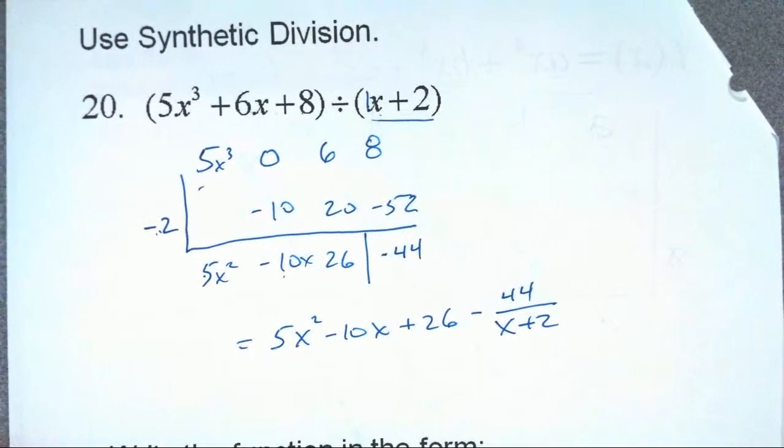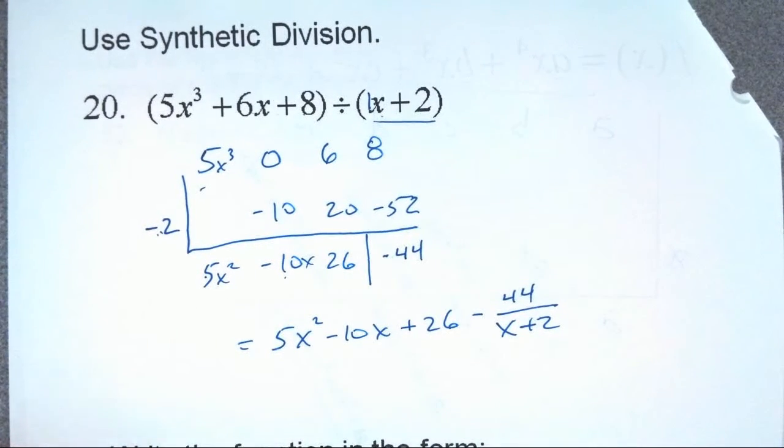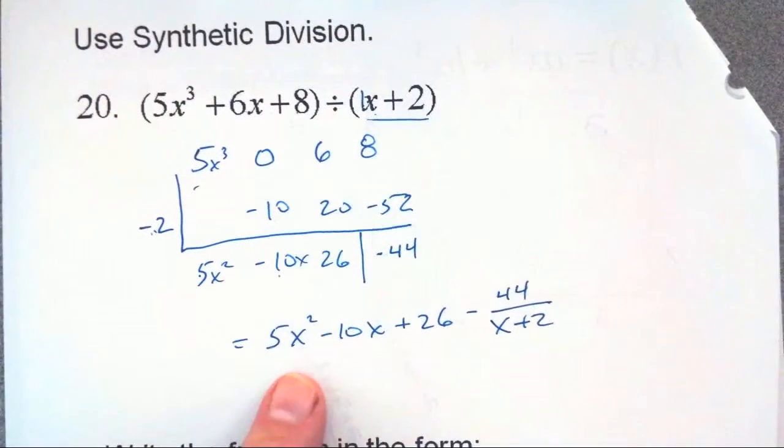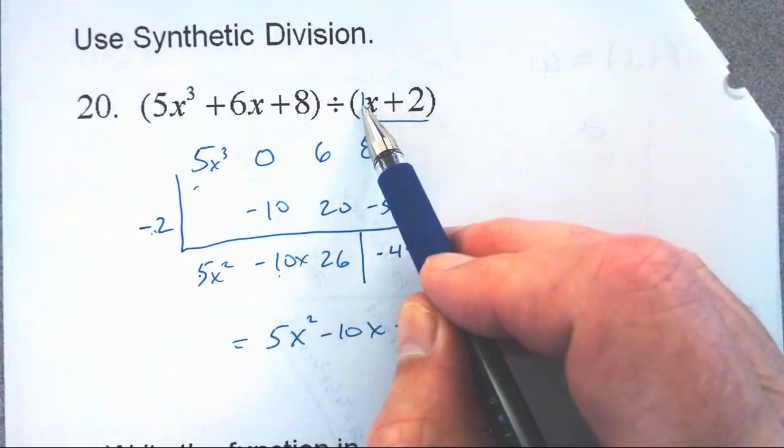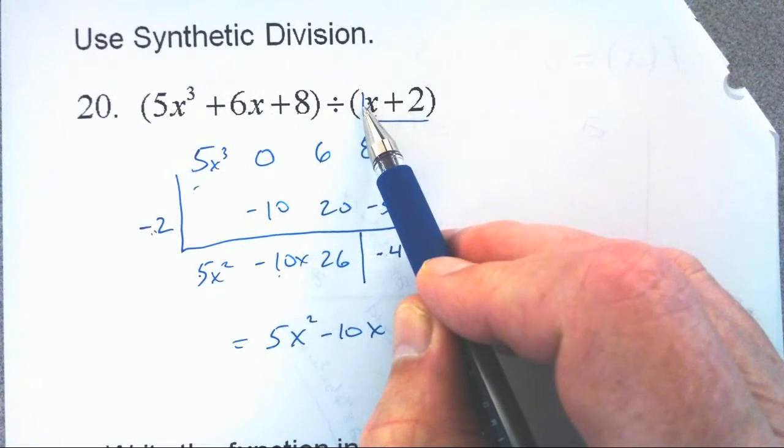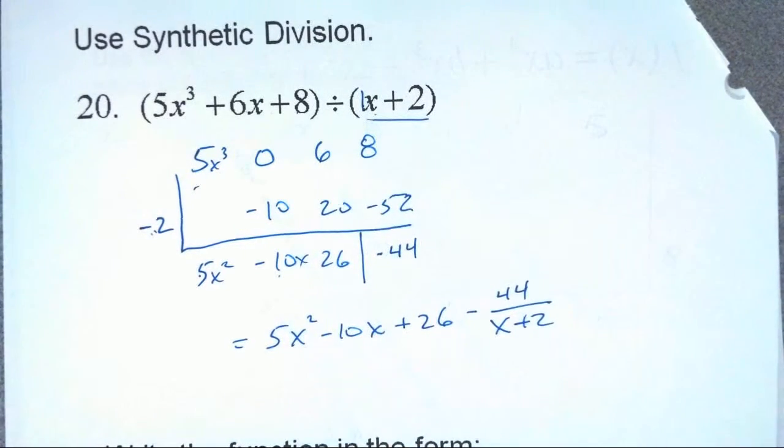It might be a nice time to just pause and try this with standard long division and see if you don't come up with that same thing. I think when the lead coefficient is 1, and that's when we can synthetically divide, this is a really, really good alternative.